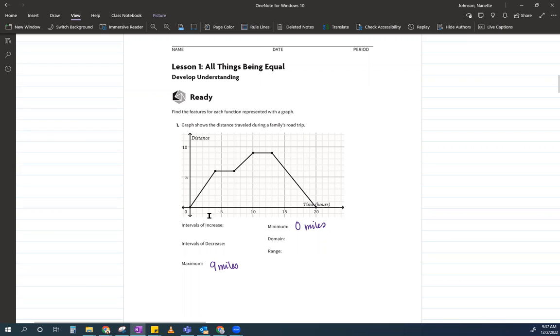So we write it like this. And I write a square bracket like that. The square bracket indicates including at 0, we're increasing, including at 4, we're increasing. So we're going up, up, up, right? And then we have another interval of increase where we go up, up, up, which is from 7 to 10 as well.